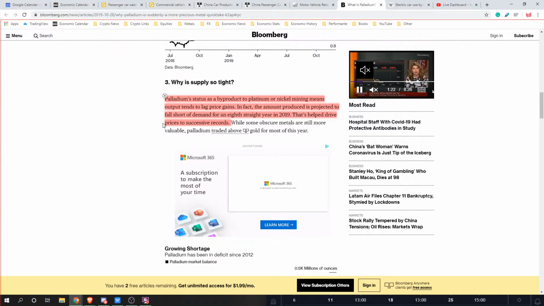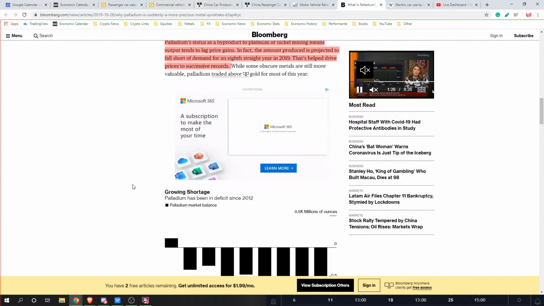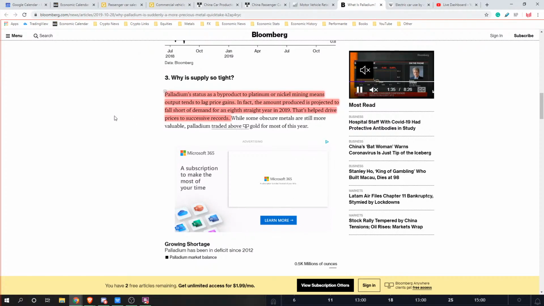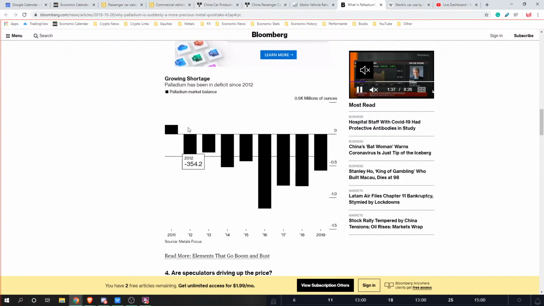That's helped drive prices to successive records. So we can see this is that chart that we're talking about, and this is the projected supply, which is to fall short of demand for 8 straight years. So this is showing you the amount of supply and demand basically, and we can see it's in negative, meaning that there is more demand than supply for the past 10 years, basically, 9 years, 10 years.